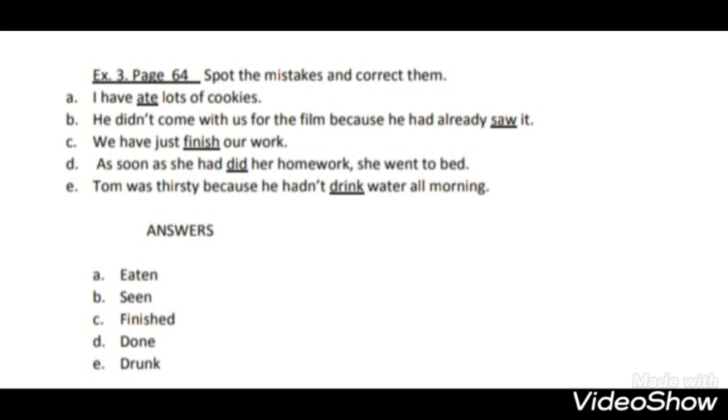D. As soon as she had did her homework, she went to bed. Had is given here, past perfect tense. So, in the place of did, as soon as she had do, did, done. The second form, did, is here, we have to fill in the third form, done. As soon as she had done her homework, she went to bed.